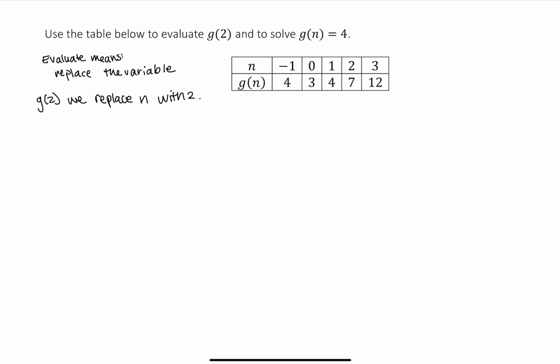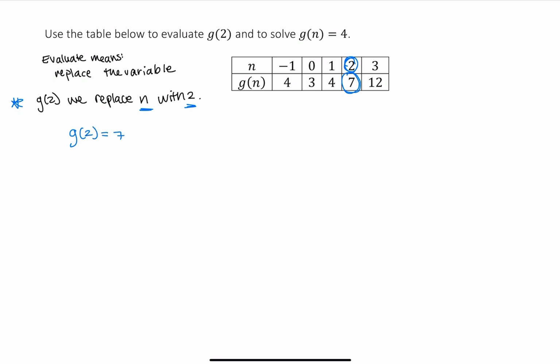So let's go ahead and look at this table. And I'm going to use blue for this one. So if we look at this table on the row for n's, 2 is right here. Okay, so when n equals 2, g of n equals 7. So g of 2 equals 7.